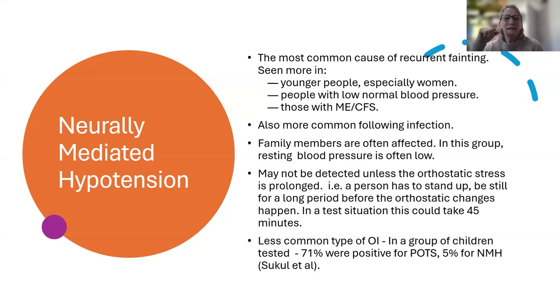The thing about it is that it may not be detected unless you have a prolonged, what they call orthostatic stress. So you have to be standing and quite still for a long period before the changes start to happen. In a test situation, this could take up to 45 minutes. And it's definitely the less common kind of orthostatic intolerance. POTS is one that's seen much more commonly.